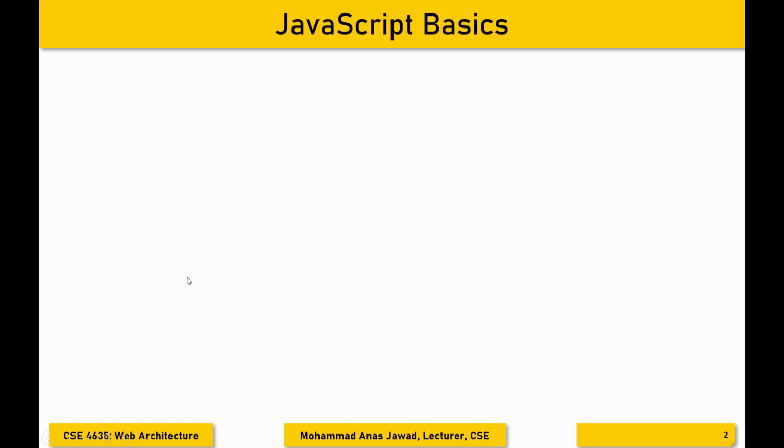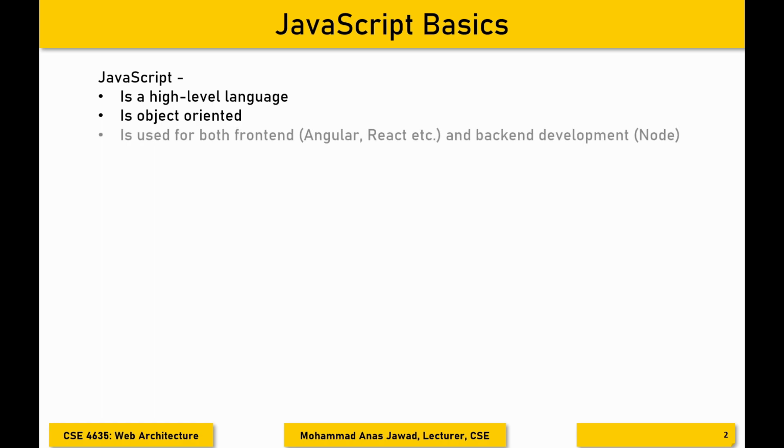So let's start with some of the very basics of JavaScript. JavaScript is a high-level language. What that means is that we don't have to worry about stuff like memory management and so on. Those are all automatically handled by JavaScript itself. Next, JavaScript is object-oriented. So whichever concepts that we're familiar with when it comes to object-oriented programming, those same concepts will be applied to JavaScript as well.